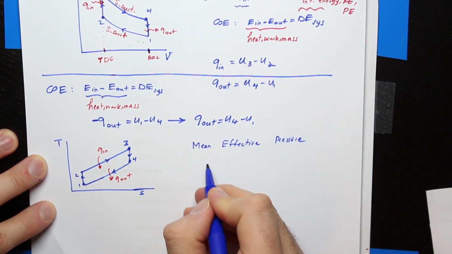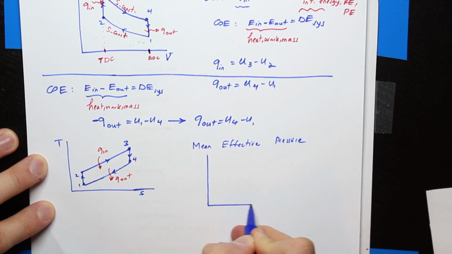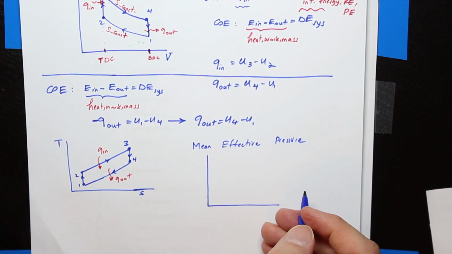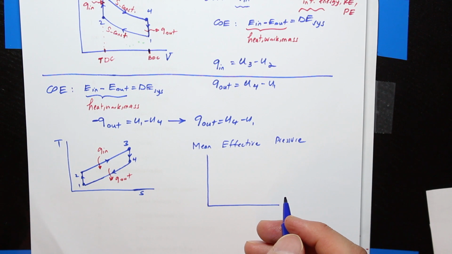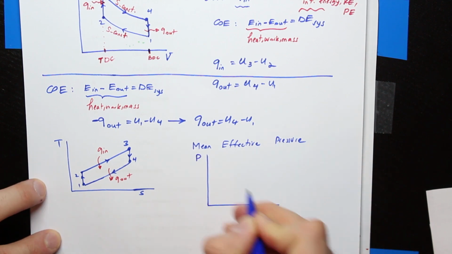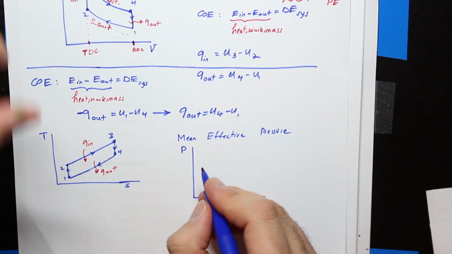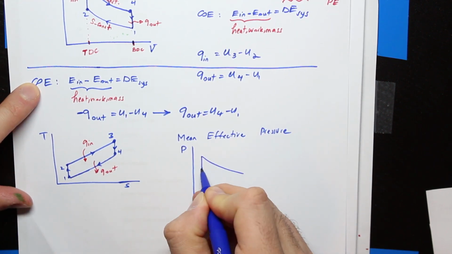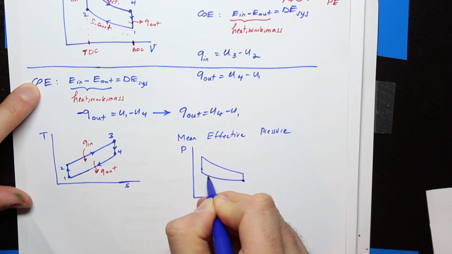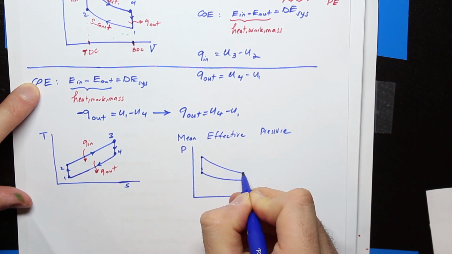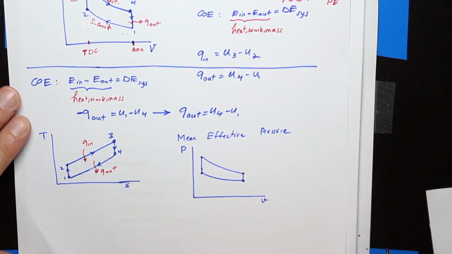Okay, so I mentioned that the mean effective pressure is the pressure that gives the same work between the V min and V max. So let's say this is our PV plot of the ideal Otto cycle.